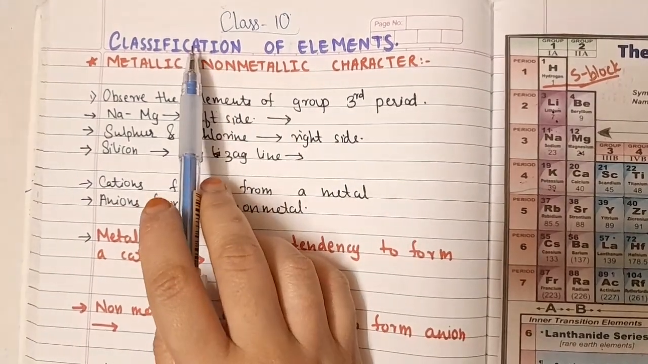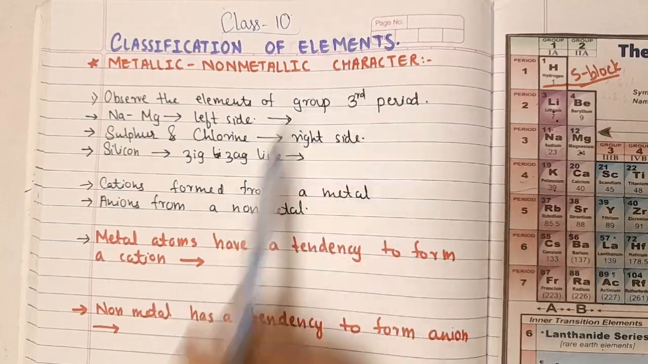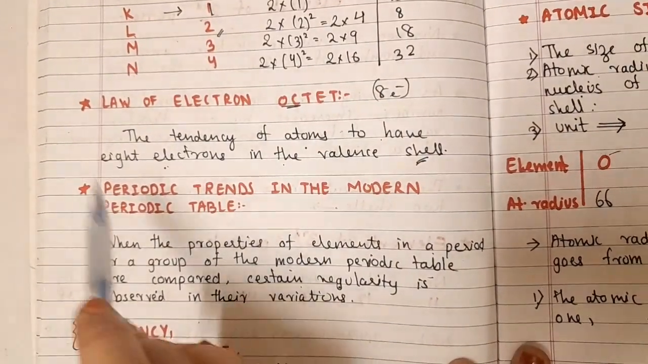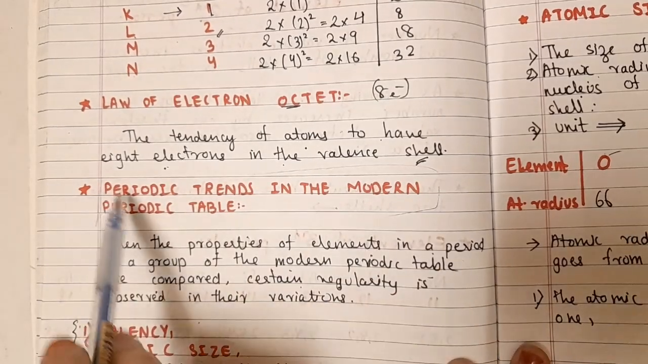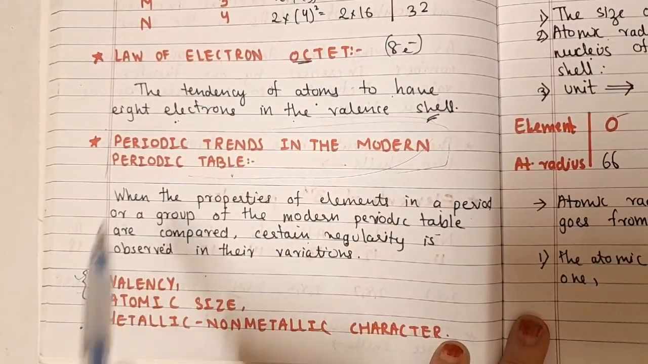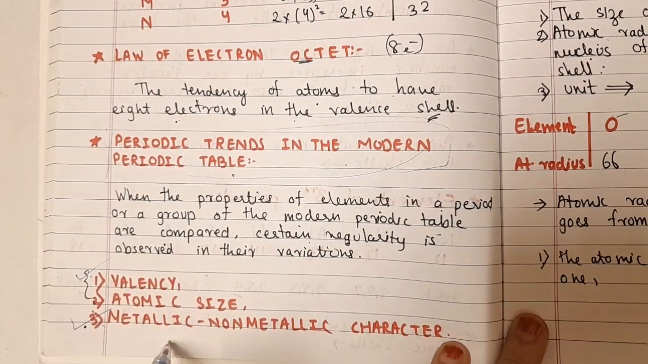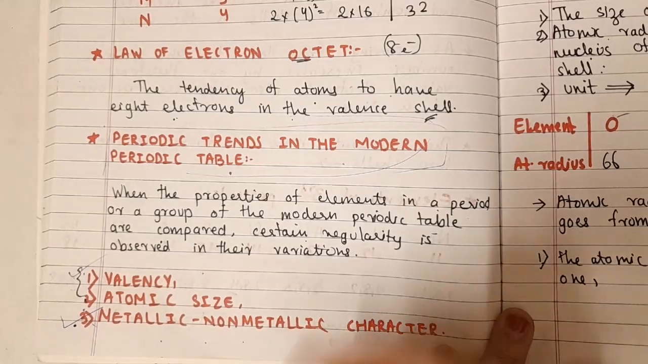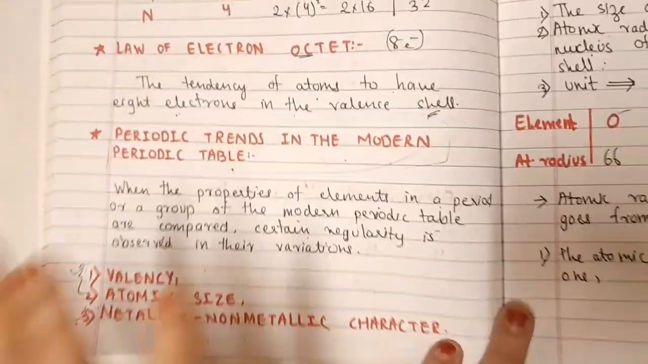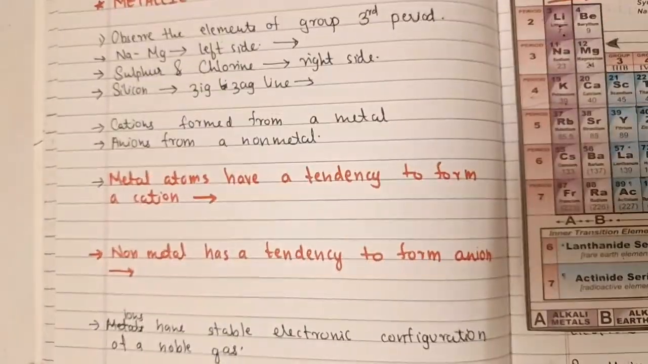Hello everyone, today we will do the last part of the lesson Classification of Elements from class 10. Students, in the previous video we started periodic trends in the modern periodic table, and we did two properties, valency and atomic size. Today we will do the last property, which is metallic and non-metallic character. How is this periodic trend observed across the period and down the group? All right, let's start.